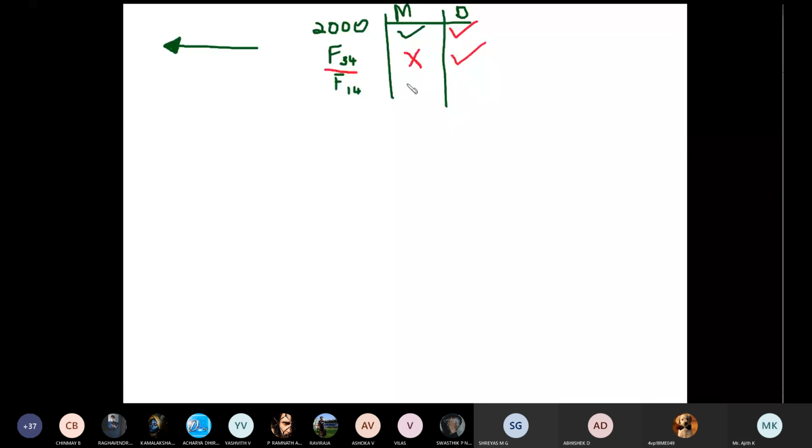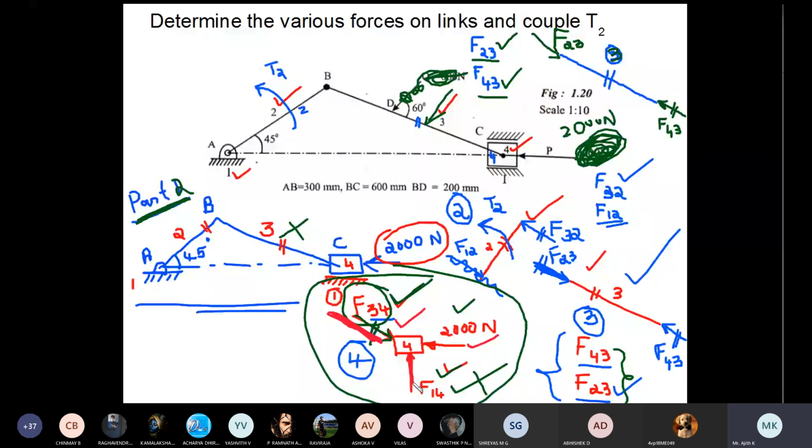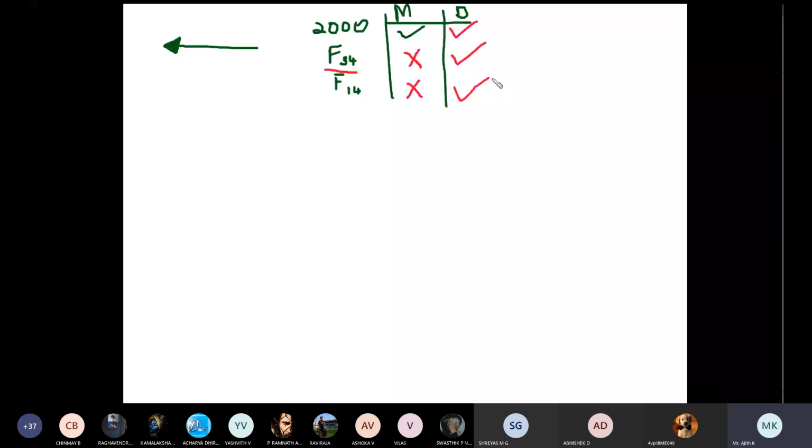Last force F14, its magnitude is also unknown, but its direction is exactly vertical. This is the direction of F14. So the direction of F14 is known. Now we'll plot the force polygon, and for this force polygon, a scale is a must. Without taking a proper scale, you cannot construct this diagram. You can take 1000 Newton equal to 1 centimeter. If not, 1000 Newton equal to 2 centimeter you can take. Better to take 2 centimeter.